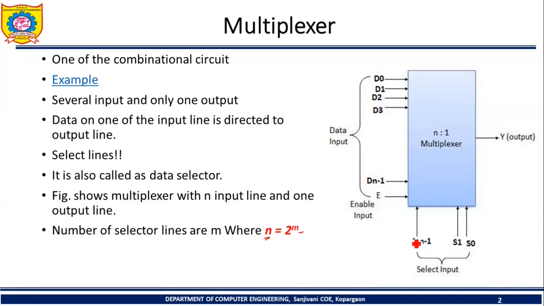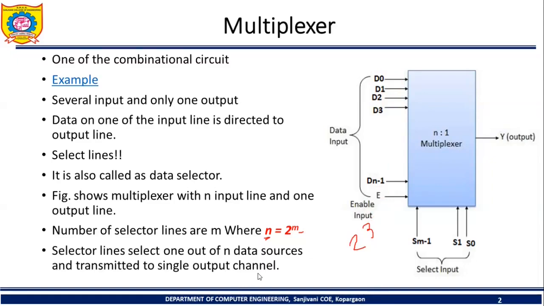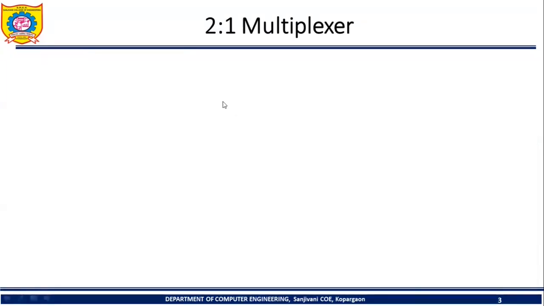So let's assume that we have 3 selector lines. Then in that multiplexer we can have 2 raised to 3, that is 8 input lines. Similarly, if we have 2 selector lines, then in that particular multiplexer we will have 2 raised to 2, that is 4 input lines, and so on. So selector lines select one out of n data sources, and that particular data will be transmitted to the single output channel. There are different types of multiplexer, like 2:1 multiplexer, 4:1 multiplexer, 8:1 multiplexer. So let's see all these multiplexers one by one.